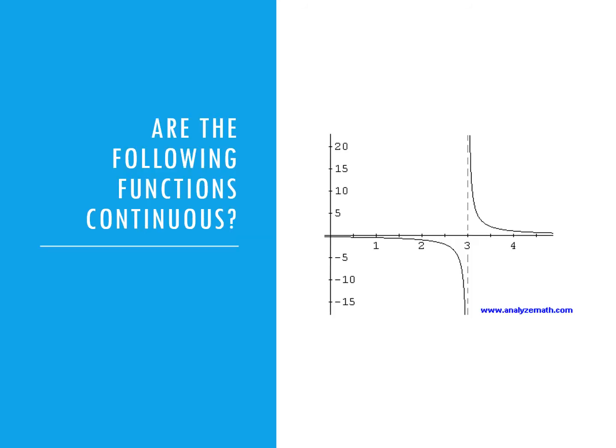Now, from what you know from pre-calculus, you may already understand that this function that you see before you is not continuous. It's discontinuous at x equals 3, and the type of discontinuity is infinite discontinuity. We call it infinite discontinuity because it's going towards infinity. It has an asymptote.